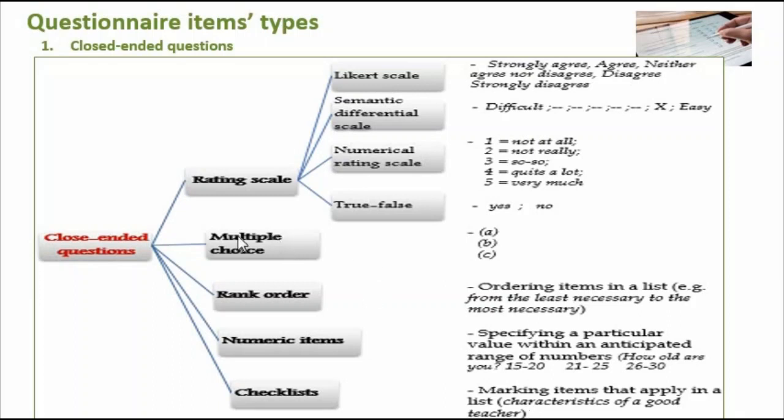In the case of multiple choice questions, he chooses only one answer, but in the case of checklists, he may have more than one answer. Then, the researcher will calculate the frequency of those characteristics which are more common among the respondents.